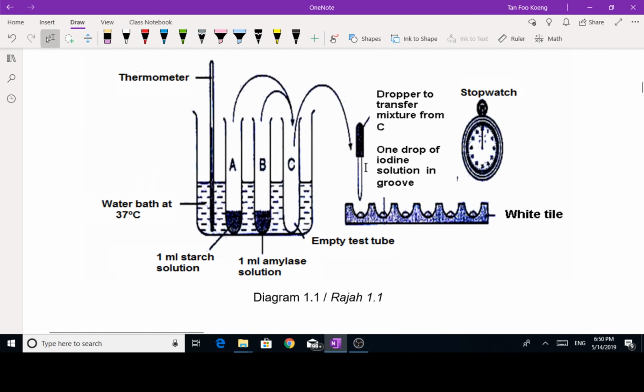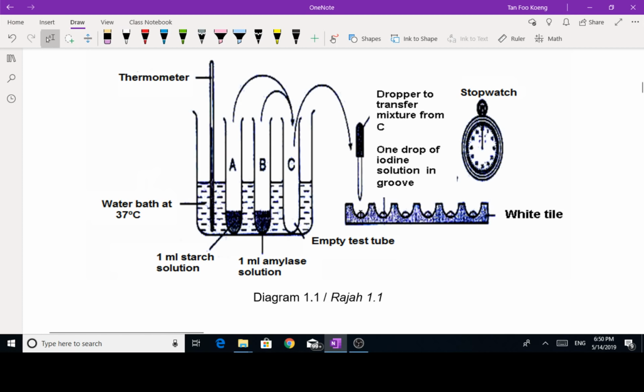Now let's look at this diagram first. Basically you need to maintain the temperature of two solutions here: one is the starch solution and the other one is the amylase solution. Of course, when A and B are mixed in C, the amylase is going to speed up the hydrolysis of starch into maltose. Once they are mixed, you start the stopwatch, and immediately a drop of the mixture is taken out using the dropper for the iodine test. If starch is present, the iodine solution is going to change to blue-black.